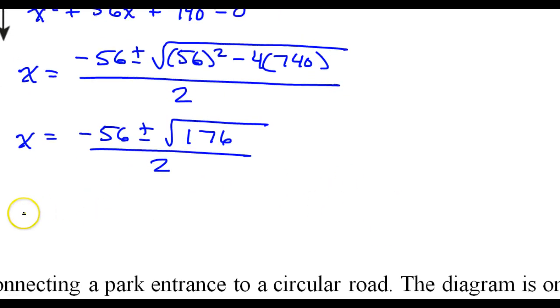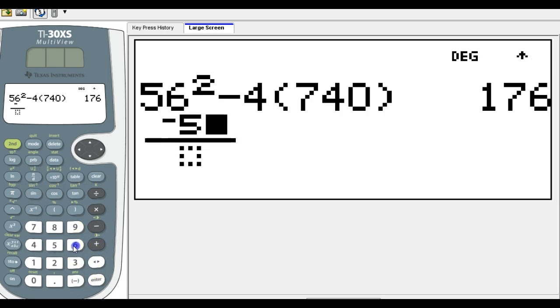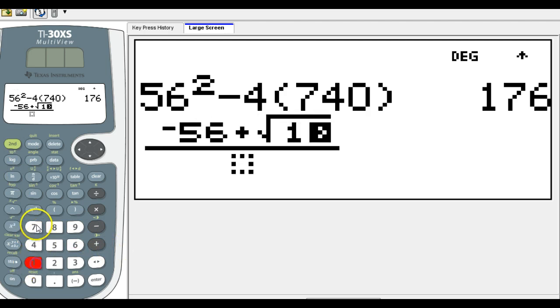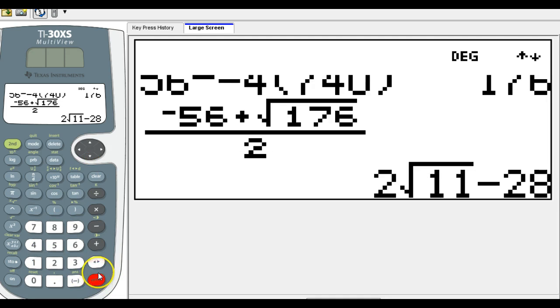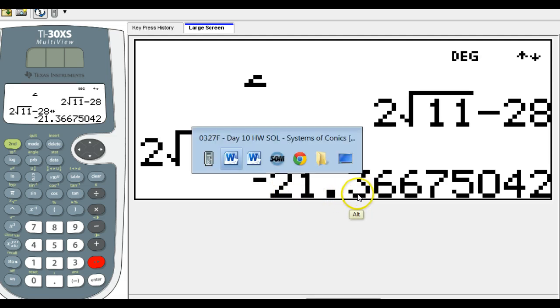Okay, so we need decimals, so I'm going to use the calculator, and I'm going to type in this whole thing, once with a plus and once with a minus. So negative 56, in fraction mode, so we'll go negative 56 plus square root of 176 over 2. Okay, so that gives us this. We'll toggle it. So that's negative 21.4, rounding.